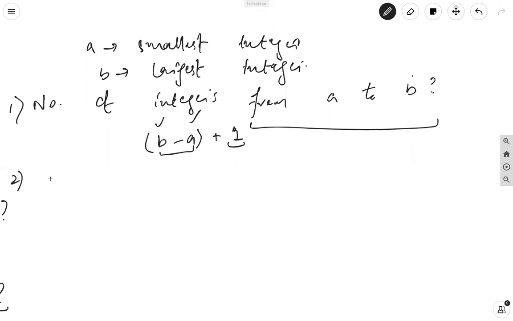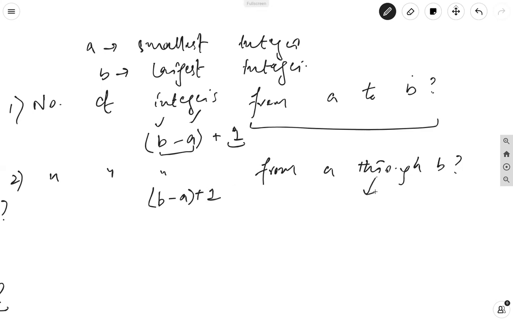Now there was the second case, number of integers from a through b. This is exactly the same case. That will be b minus a plus 1. Through, in actual, means inclusive. Through is the second name for inclusive. It means we are including both b and a. So there is no difference between the first and second case.